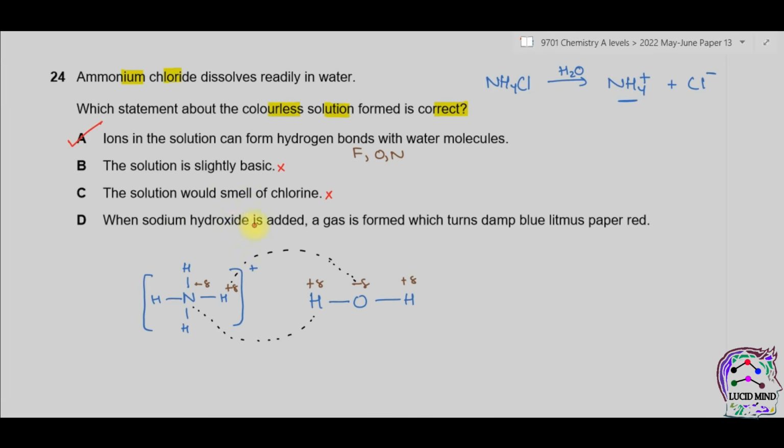Part D. When sodium hydroxide is added, a gas is formed which turns damp blue litmus paper red. Now we have an ammonium salt, and we know whenever a base or alkali is added to an ammonium salt, it forms salt and water and releases ammonia gas. This ammonia gas that is released is basic in nature. A basic gas turns red litmus paper to blue. It does not turn blue litmus paper to red. So D is also wrong. The correct answer is therefore A.